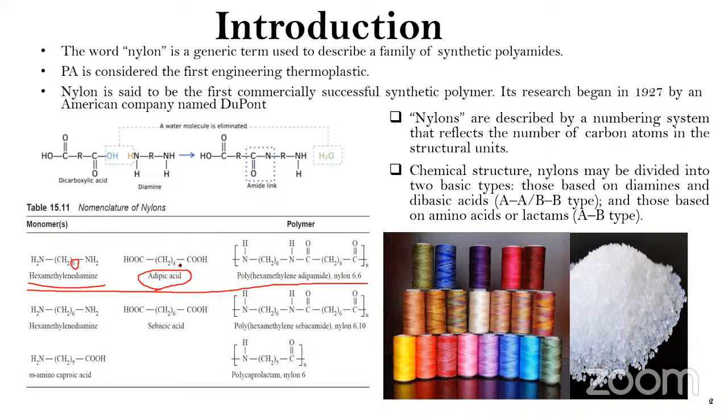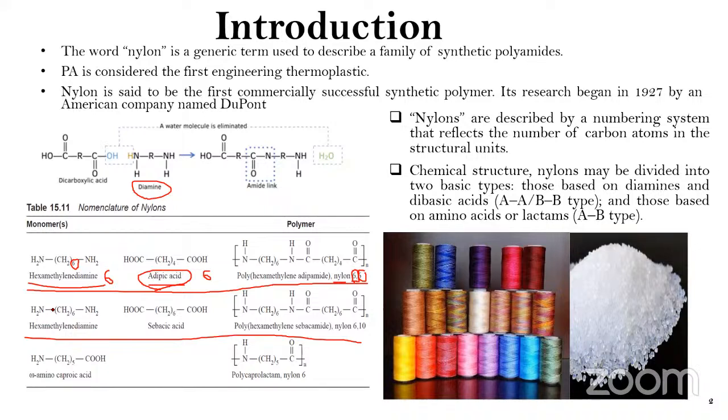Count, 6 is there. This is H2O, 4, 5, and 6. 6 carbon atoms. And this is also having 6 carbon. So here I will write nylon 6. The first 6 represents the number of carbon atoms present in your diamine group, and the second 6 is represented by the number of carbon atoms present in your acid group. Is that clear? Yes, ma'am.